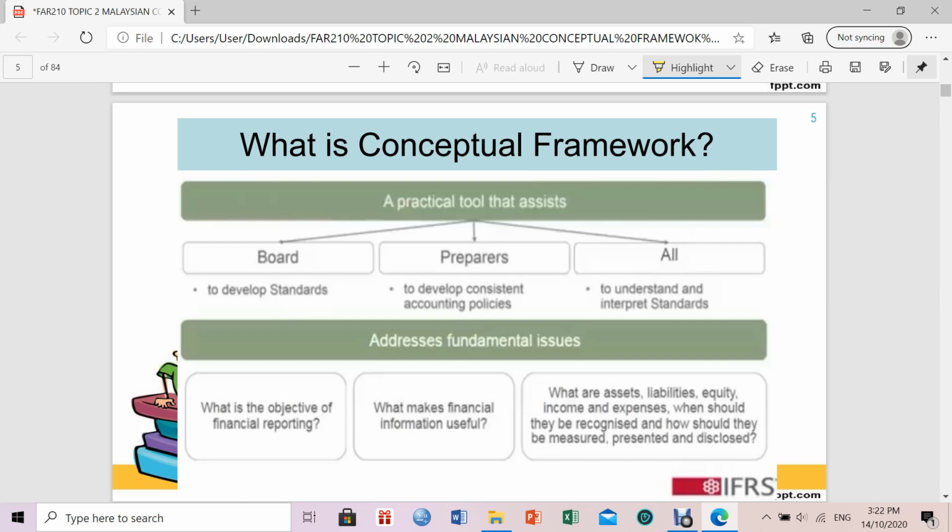Okay, and you must also be aware that the conceptual framework will provide the foundation for standards, which address fundamental issues such as what is the objective of financial reporting, or what makes financial information useful, or maybe to discuss the elements such as asset, liabilities, equity, income and expenses, and to know when they should be recognized or how they should be measured, presented or disclosed.